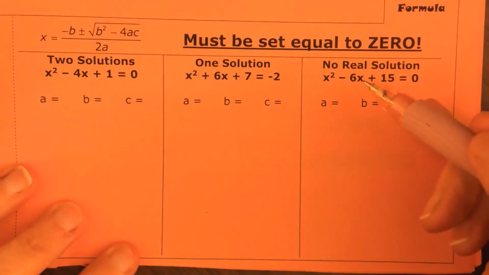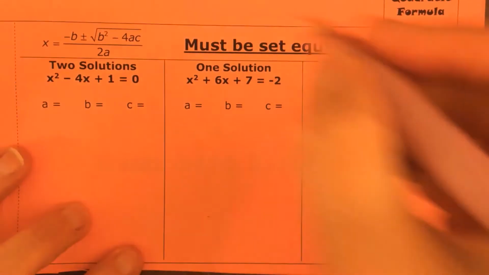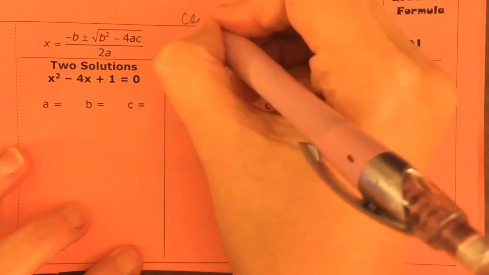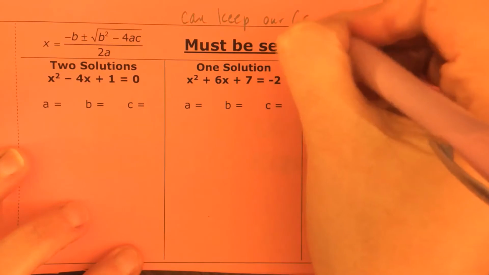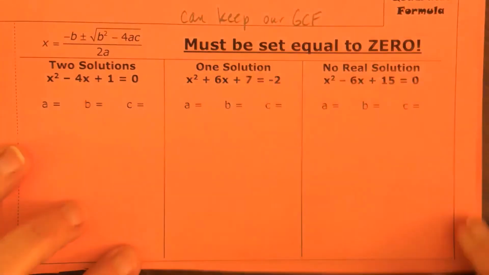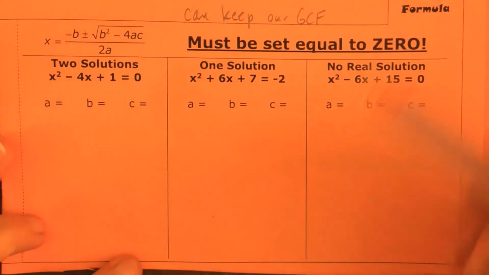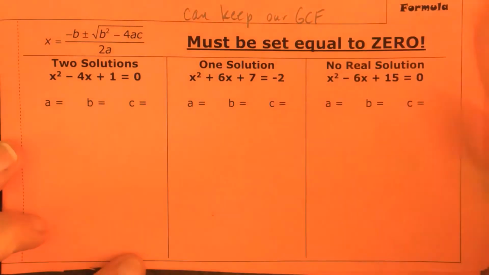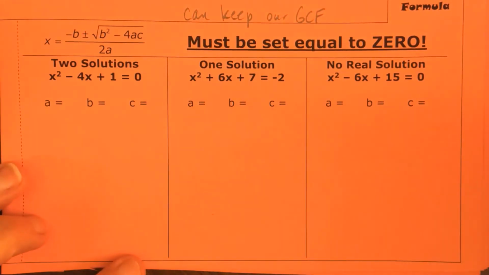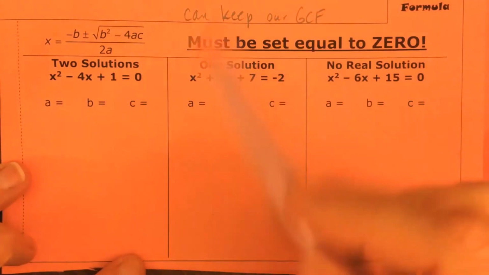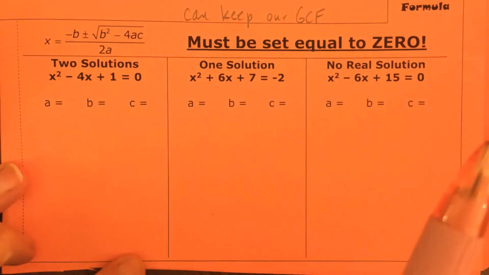The cool thing about the quadratic formula is I don't have to get rid of my GCF. So I'm going to say we can keep our GCF. Because this is not a factoring method, I don't have to take out the GCF. I can use it just like I see it. Now none of these have a GCF, but if I had a problem that did have a GCF, I wouldn't have to worry about that GCF because with the quadratic formula, I use it just like I see it.